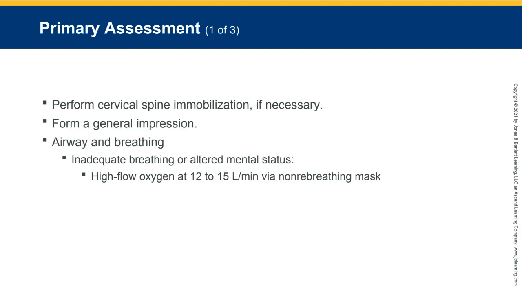After your scene size up, primary assessment. Perform cervical spine immobilization or spinal motion restriction if necessary. Form a general impression of the patient and the environment. Assess airway and breathing. Inadequate breathing or altered mental status, consider high flow oxygen at 12 to 15 liters per minute via non-rebreather mask. If they're having ventilation issues, then you need to consider breathing for the patient.